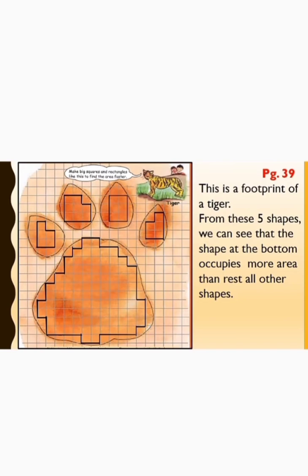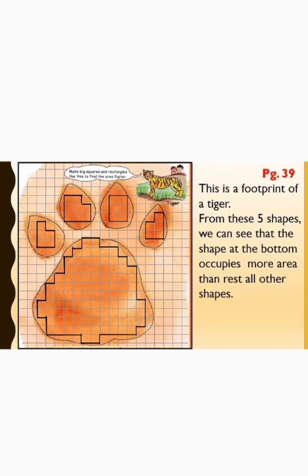Children, open page number 39. This is a footprint of a tiger. We have to find which shape covers the biggest area. So children, here we will not count each square. We have to make big squares and rectangles as shown in the figure to find the area faster.